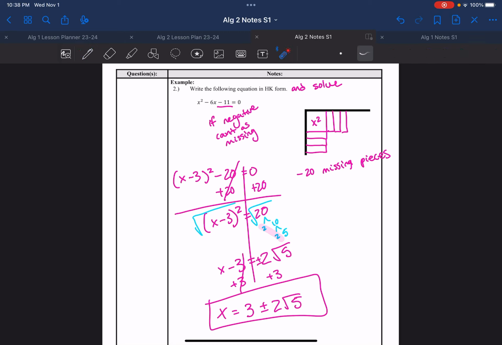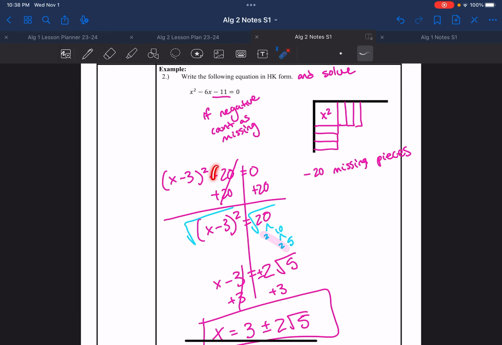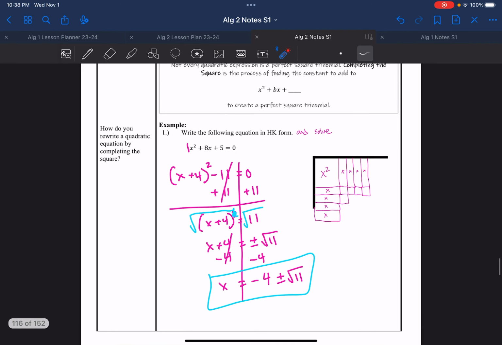But things I need you to keep in mind are that when we rewrite, we have half of b going on the inside of these parentheses. Missing pieces are going on the outside. If you have a negative number on the end of your problems, you're counting those as extra negative pieces or extra missing pieces. Okay? If you have a positive number like we did up here, you are just plugging those into your model per the usual and just counting all of the individual squares that are missing.